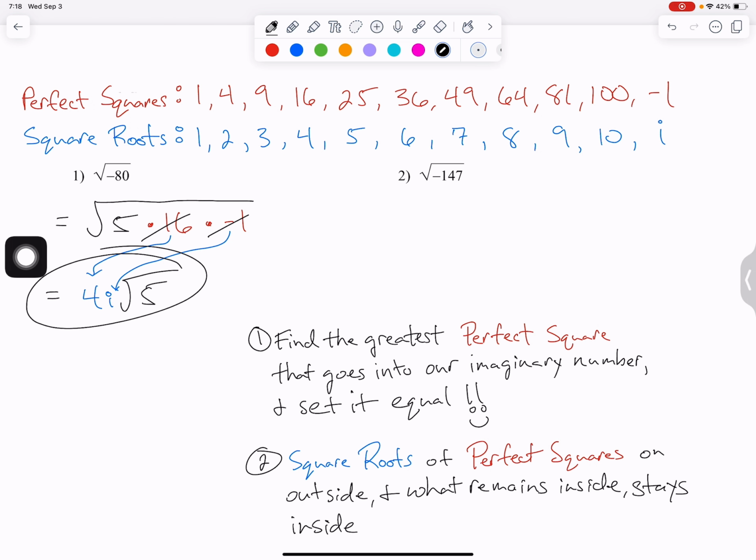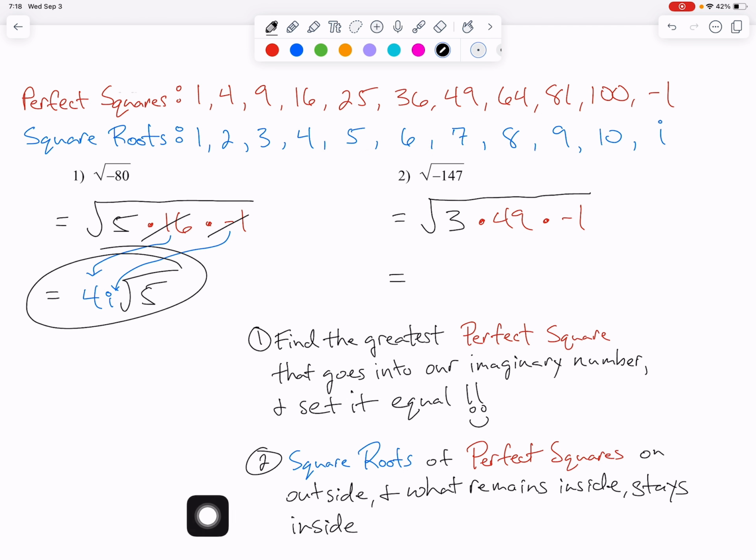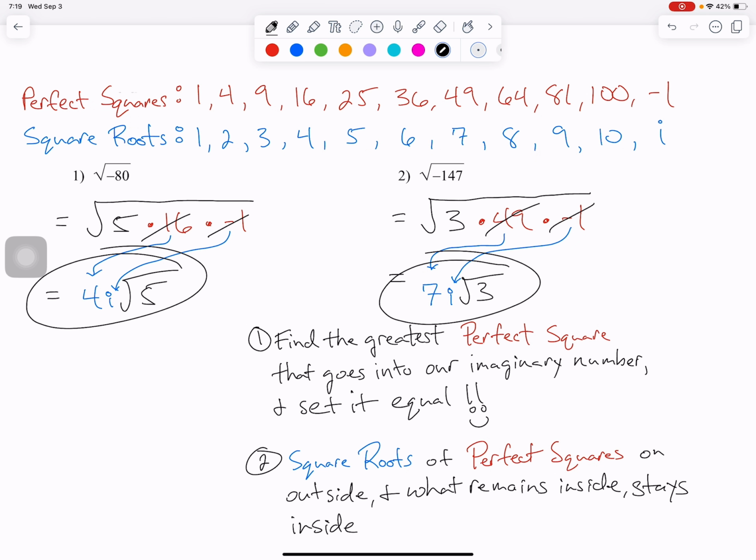So 49 will work. So the square root of negative 147 is equal to the square root of 3 times 49 times negative 1. And again, we're just going to go to our answer here. Square roots of perfect squares on the outside, and what remains inside stays inside. If we go to our chart, the square root of 49 is wonderful, it's 7. And we always know now that the square root of negative 1 is simply i. And what have we not used? Yes, it's the square root of 3. Go ahead and circle your answer.